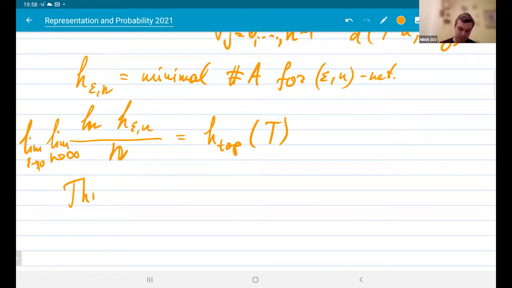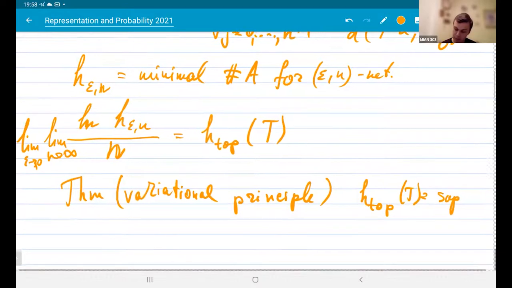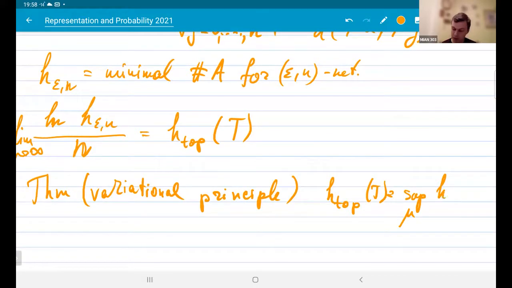And the theorem, which is the variational principle, says that the topological entropy is a supremum over all mu of h_mu(T). So in this situation, for example for a Markov chain, the topological entropy equals the entropy of the Parry measure, because it is the maximum.